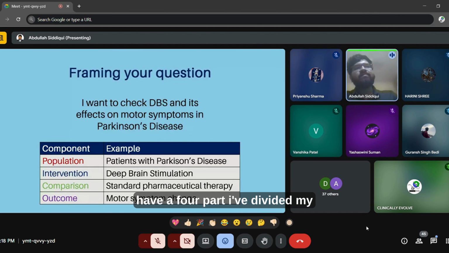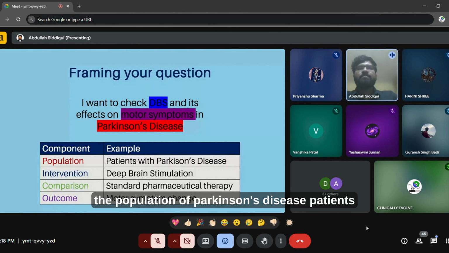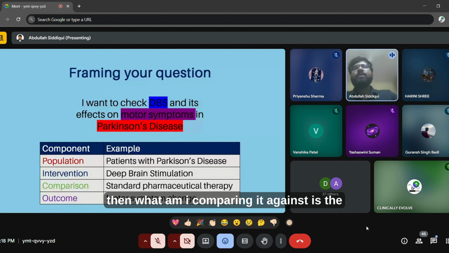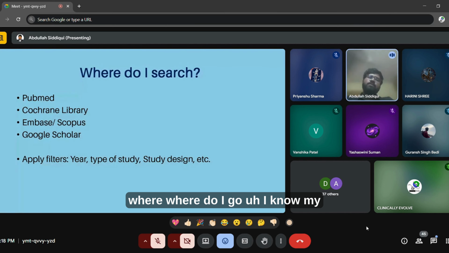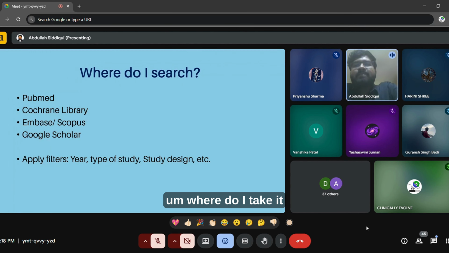So in this way, I've divided my statement into four parts. Red is the population, Parkinson's disease patients. My blue is the intervention. My purple is the outcome, and then what am I comparing it against? The standard pharmaceutical therapy. So where do I go? I know my question and I know what to do now, but where do I take it?